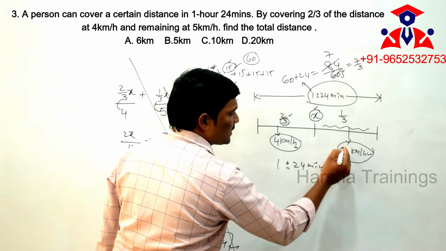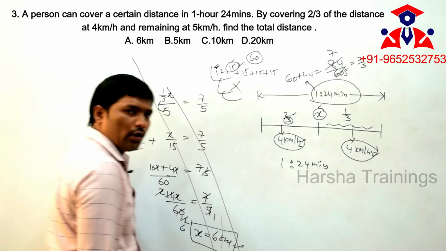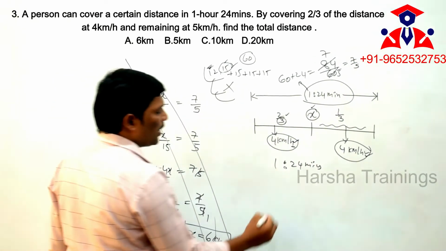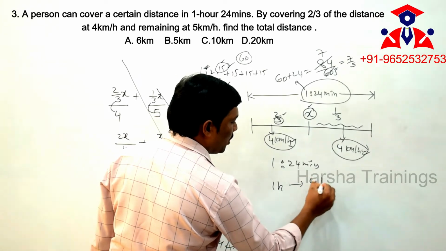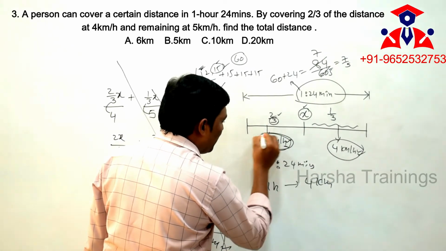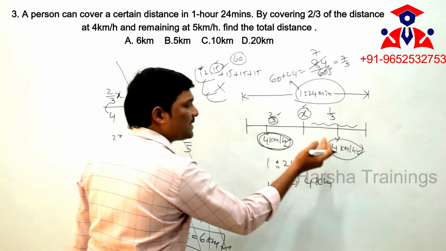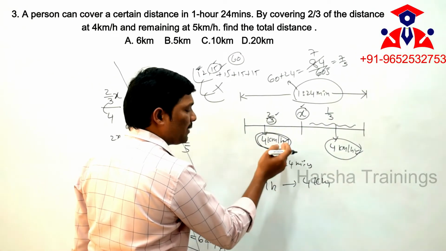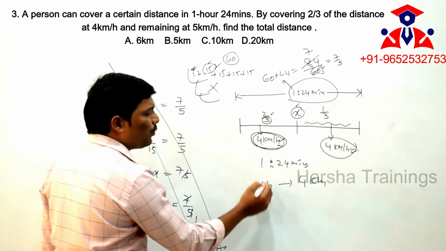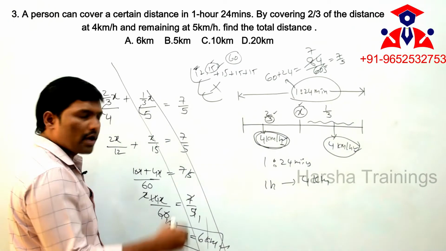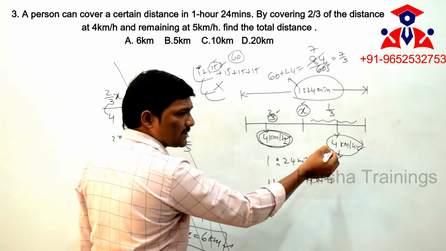For example, guys, let us assume the speed is the same: the first speed is 4 kilometers per hour and the second speed is also 4 kilometers per hour. Then 1 hour is equal to how many kilometers? 4 kilometers. So here we are decreasing the speed, guys.